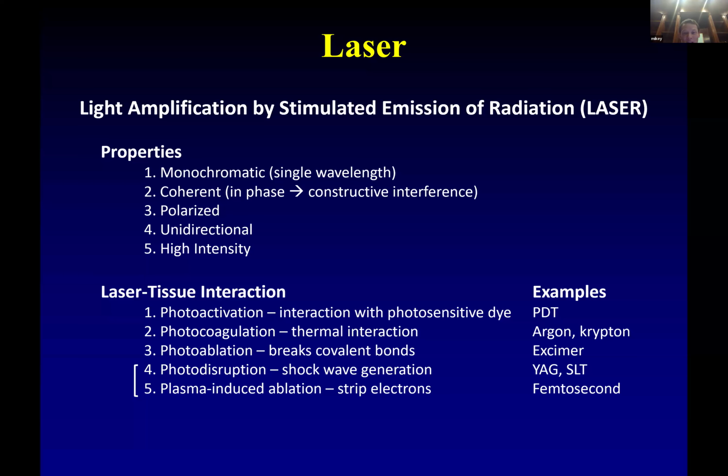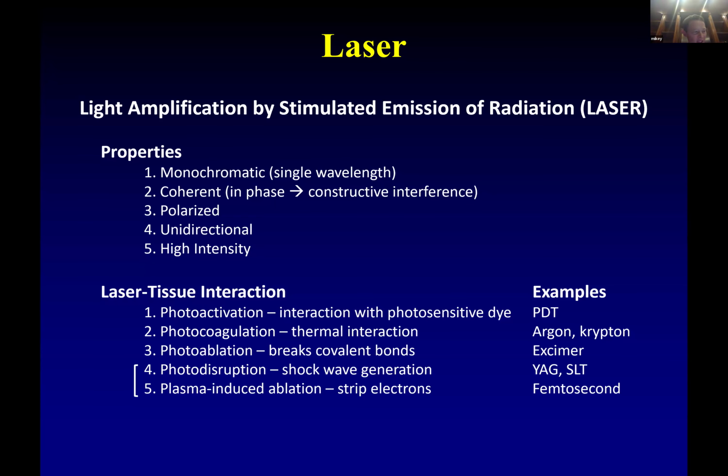There's photoablation, which is breaking covalent bonds, a very precise process. That's the excimer, like that famous image of cutting a hair very precisely. Then there are two that used to be one, and they split them, but they're very similar in terms of mechanism. Photodisruption is shockwave generation, like little explosions. Like the YAG laser when you're blowing up the posterior capsule, and SLT, that's photodisruption. Plasma-induced ablation is stripping electrons, and that's the femtosecond laser, which we use in refractive surgery and in cataracts now. So it's a bit of a busy slide, but the three things commonly asked about lasers are what it stands for, the properties, the tissue-laser interaction, and the types of lasers.